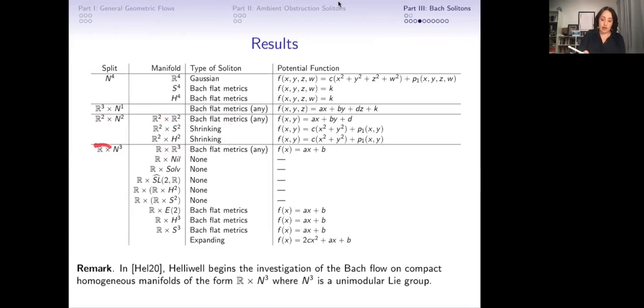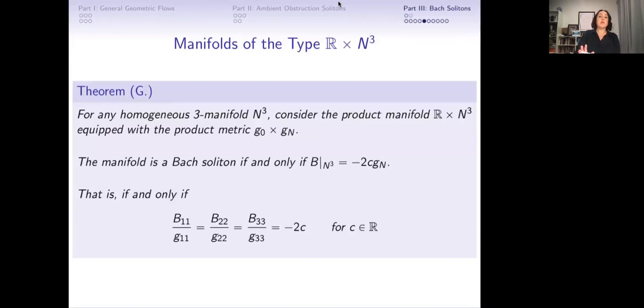And again, in this last case, I was able to find an expanding soliton here for S3, or R cross S3 with this potential function, but more on that in a minute. So the theorem that really does the work in this classification is this. For any homogeneous 3 manifold N3, I'm going to consider this product manifold. I can say that the manifold is a Bach soliton if and only if the Bach tensor restricted to N3 is equal to -2C G_N. That is to say, the manifold is a soliton if and only if this ratio of Bach components to components of my metric are equal to -2C. They all need to be equal to one another.